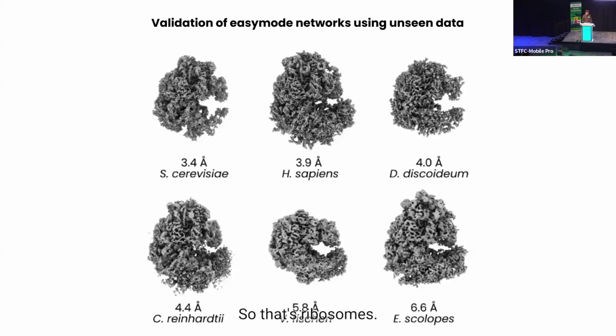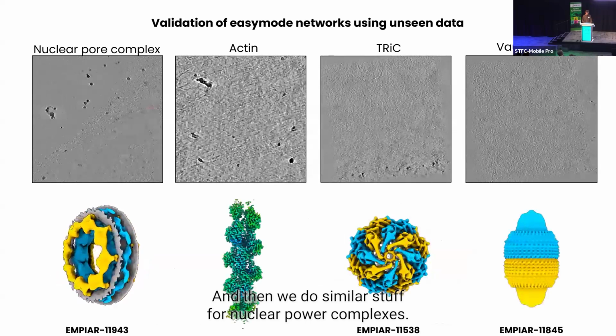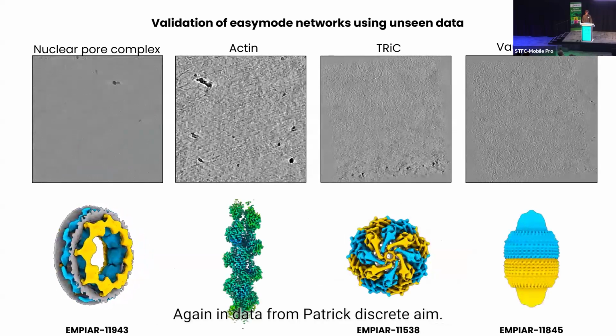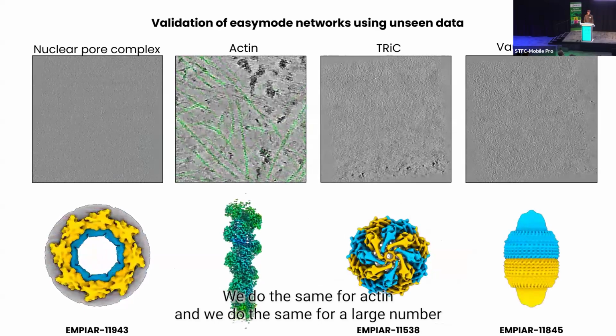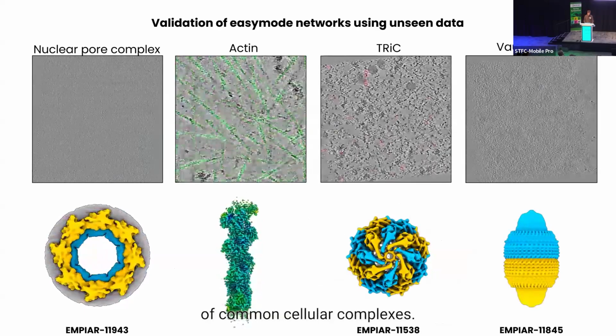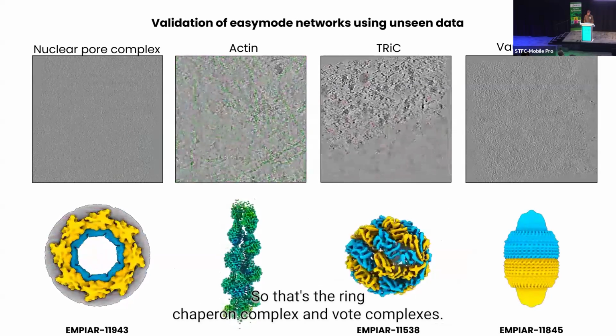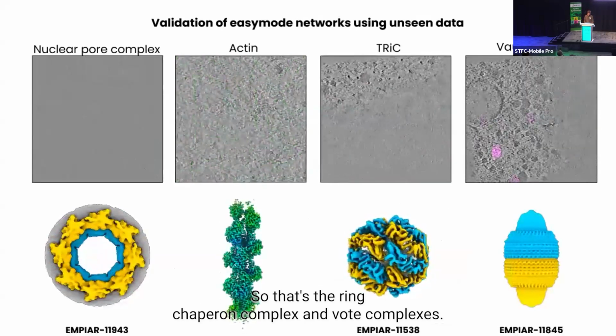So that's ribosomes. That's maybe one of the easier targets. And then we do similar stuff for nuclear pore complexes. Again, in data from Patrick Hoffman, Dictyostelium discoideum. We do the same for actin. And we do the same for a large number of common cellular complexes. So that's the TRiC chaperone complex and Vault complexes.